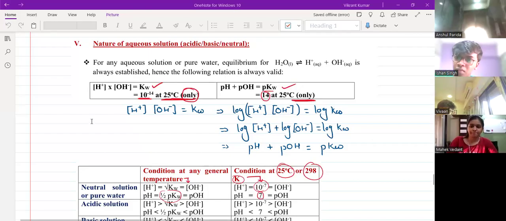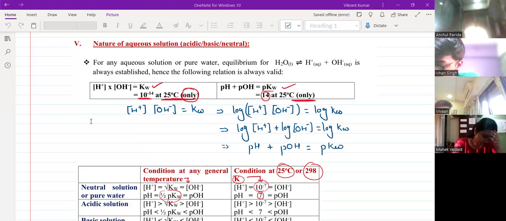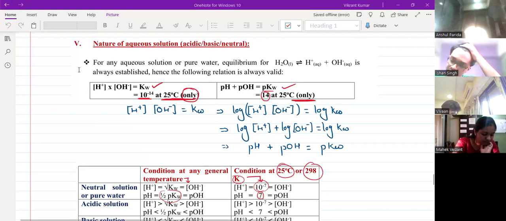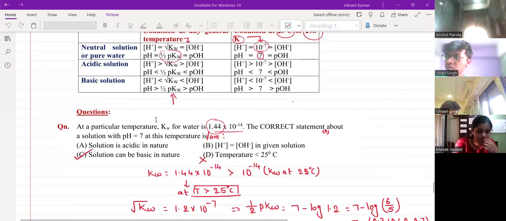Okay, if you remember last class, we discussed the nature of aqueous solution, whether a solution will be acidic, basic or neutral. We can identify it by comparing H plus, OH minus and root Kw. And in other terms, we can compare pH, pOH and half pKw. These were the three things we can compare always.